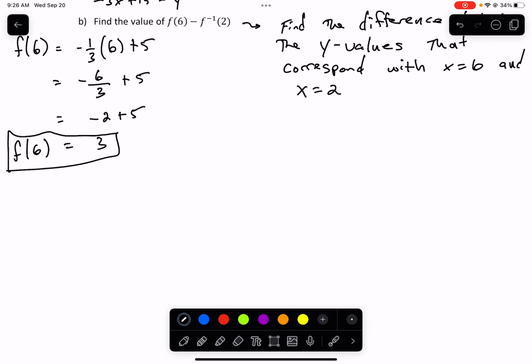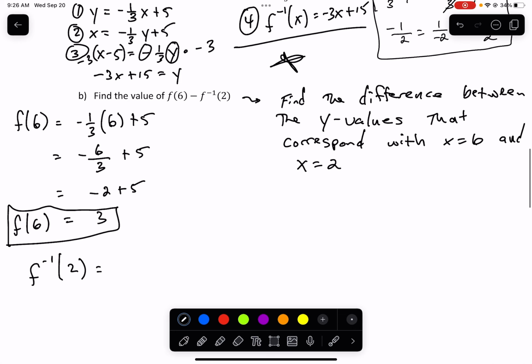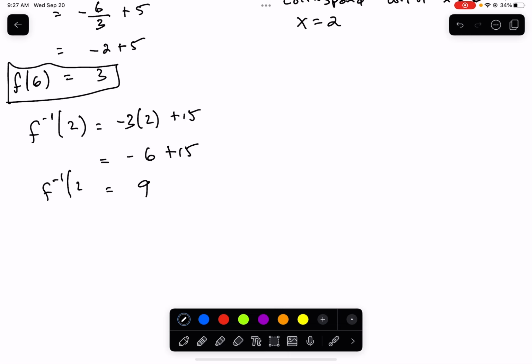Okay? Now I'm going to find the output that corresponds with 2 for the inverse. So f inverse of 2 is, well, I know what my function is. It's negative 3 times 2, my input, plus 15. So I get negative 6 plus 15, which is positive 9. That's going to be the output of the inverse function evaluated at 2.